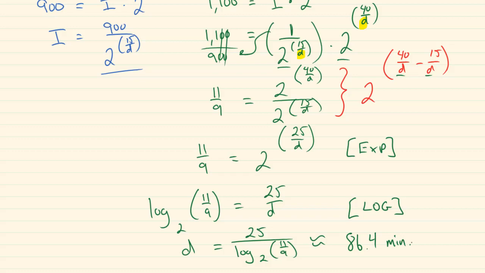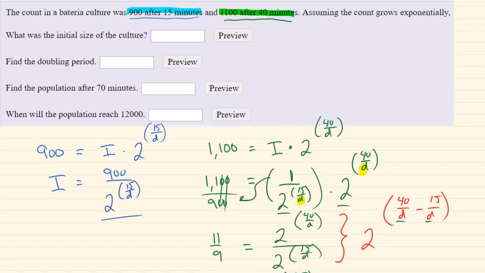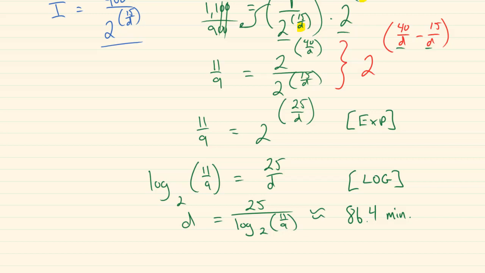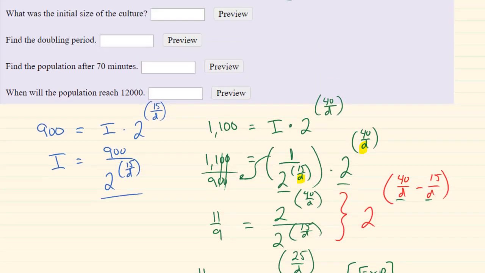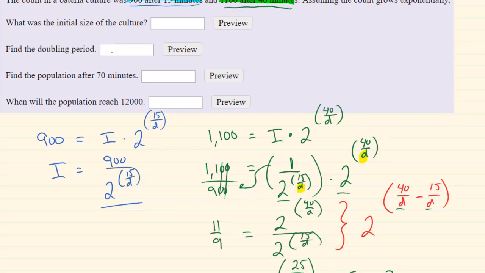So this is our doubling time, the amount of time it takes for the population to double. And if you go back and look at the original problem, you can see after 15 minutes we were at 900. After 40 minutes, or 25 minutes later, we'd only increased the population by 200. So our calculation of 86.4 minutes is not too far off. It looks like it's a pretty good answer if we were to just estimate that. So we know that our doubling time is 86.4 minutes.